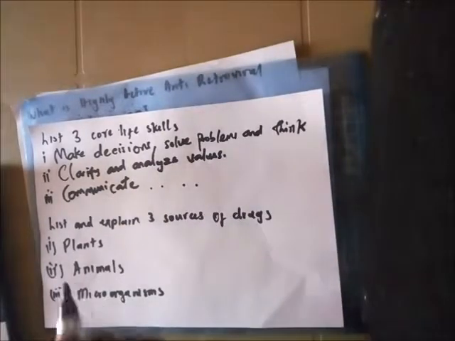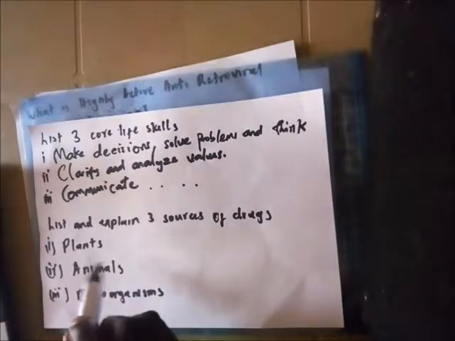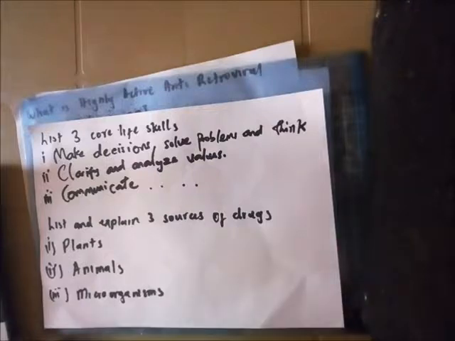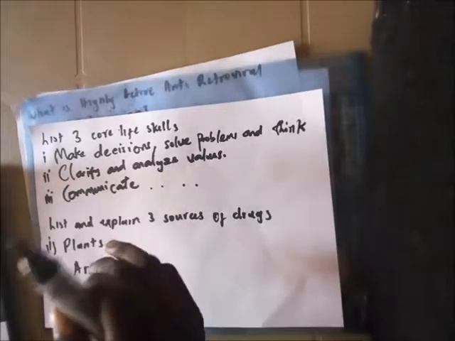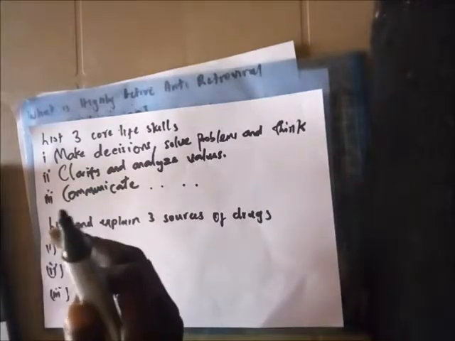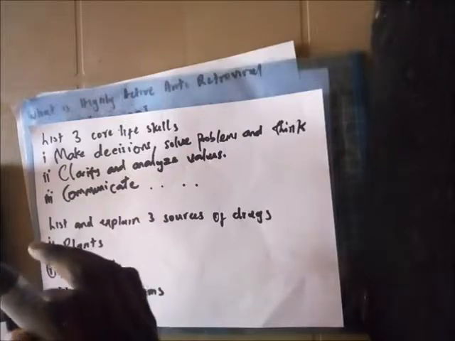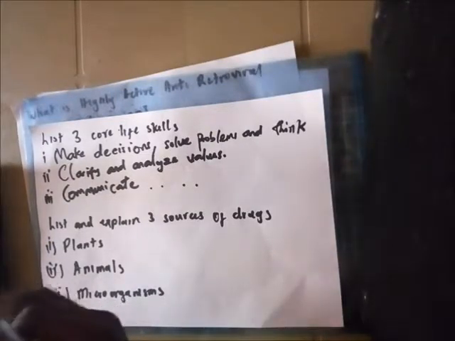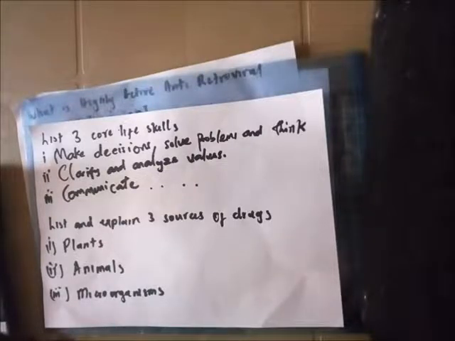Then this one is written here already. List and explain 3 sources of drugs. Here we say plants, animals, and microorganisms. In plants, you can see that from different parts of plants such as leaves, barks, roots, and flowers, drugs can be extracted from them.